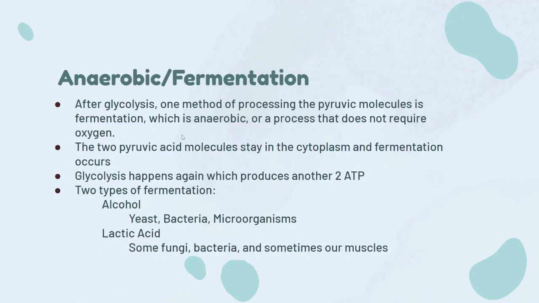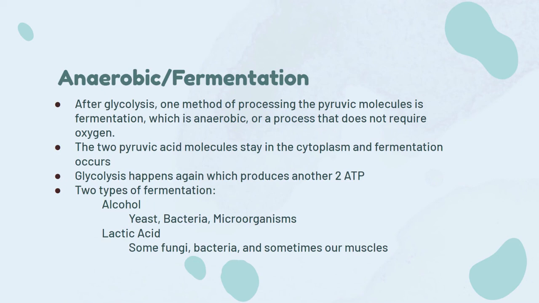And then we have the anaerobic method, which involves fermentation. After glycolysis, the pyruvic molecules stay in the cytoplasm and fermentation occurs. Glycolysis happens again, which produces another 2 ATP. There are two types of fermentation, alcohol and lactic acid.